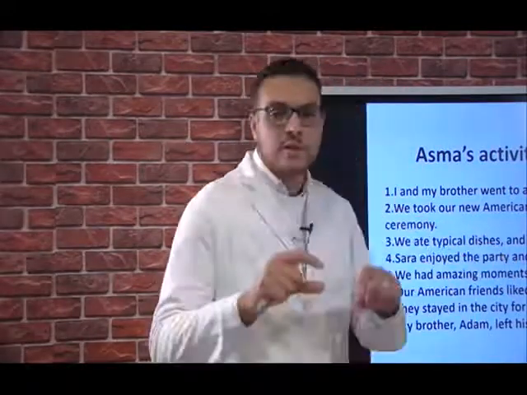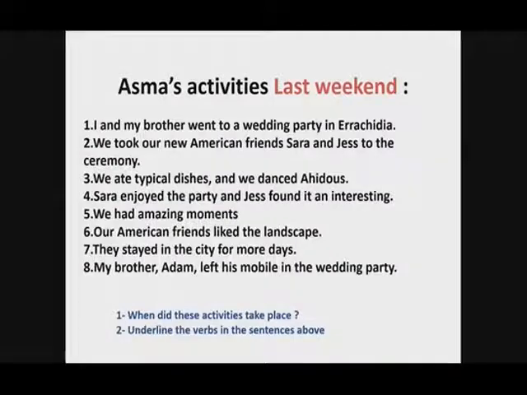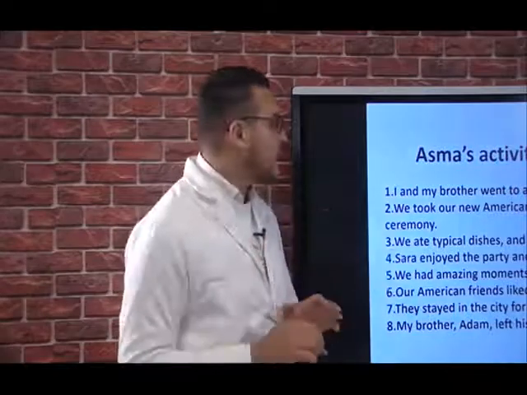I need you to take a worksheet or a piece of paper and try to answer these questions. The first one is, when did these activities take place? Sorry, and by take place I mean happened or occurred. 2, try to underline with a different color, or just write them, the verbs in the sentences above. So we underline or just write them aside.